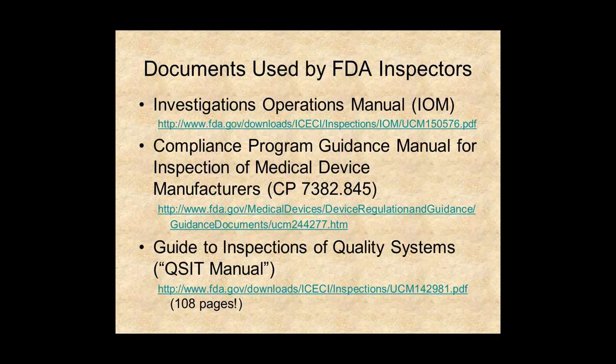There are really three documents that are used by the FDA inspectors. The first one is the Investigations Operations Manual. We'll talk about these in a little detail. Here's the web address for that. Then we'll talk about the CPG, the compliance program guidance manual for the inspection. I'll admittedly, very briefly touch on the first two, because it's the third one, in my opinion, why you're here. The reason you attended this webinar is because you want to see what happens during the inspection, and the QSIP manual is helpful in that area.